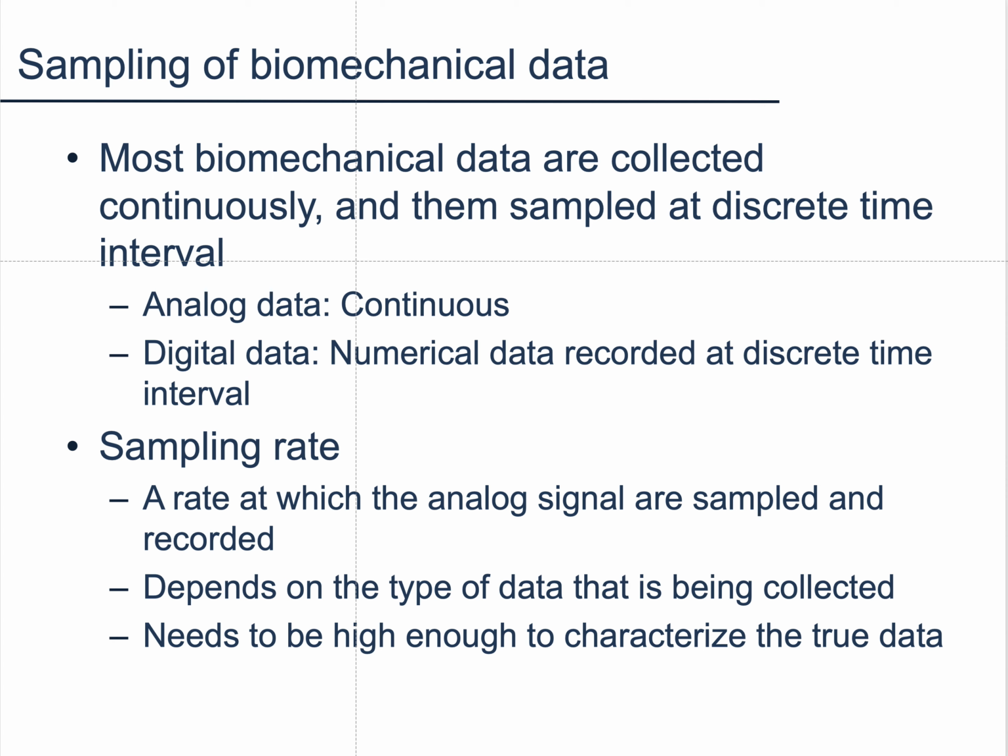The sampling rate refers to the rate at which the analog signal is sampled and recorded on the computer. The sampling rate can be measured in frames per second for data collected using video devices and measured in hertz in other types of data. When the data are collected at 100 hertz, this means that the digital data are sampled 100 times each second. The appropriate sampling frequency depends on the type of data that is being collected, but the sampling rate needs to be high enough to correctly characterize the true data.